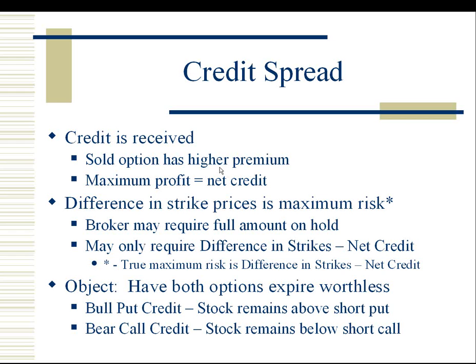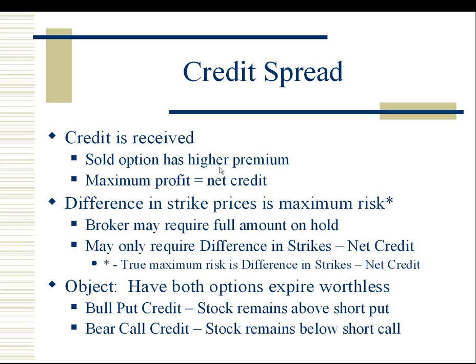For a credit spread, our main objective in the position is to have both options expire worthless. So in a bull put credit spread, we want the stock to remain above both of our put strike prices. Both options expire worthless. We retain the net credit.